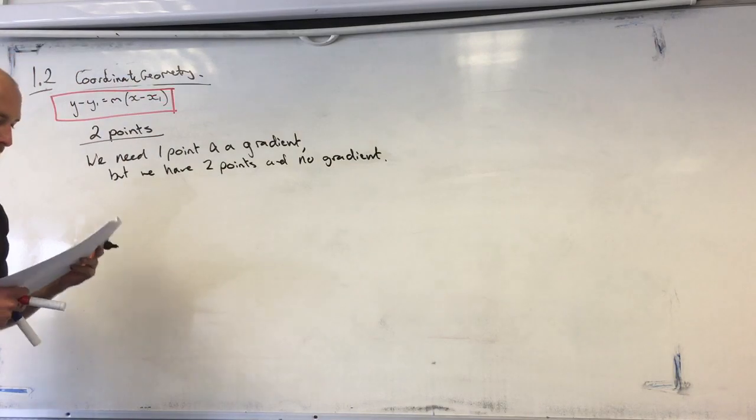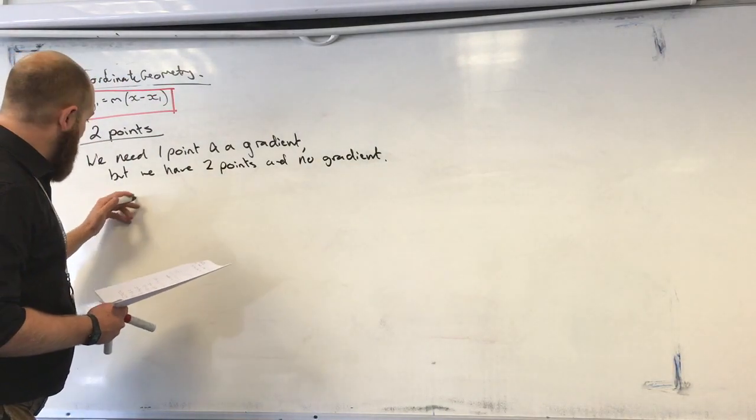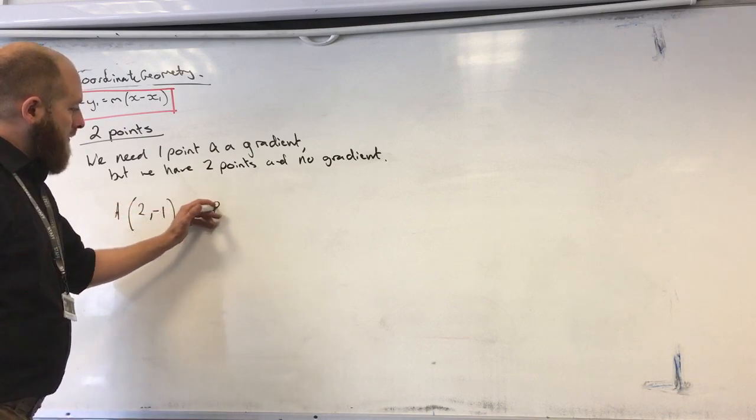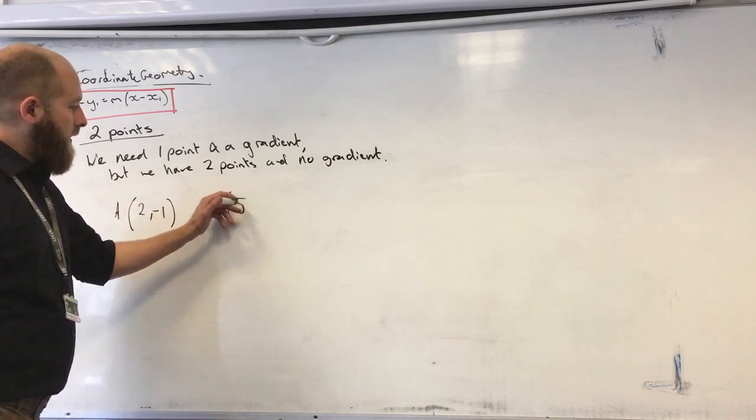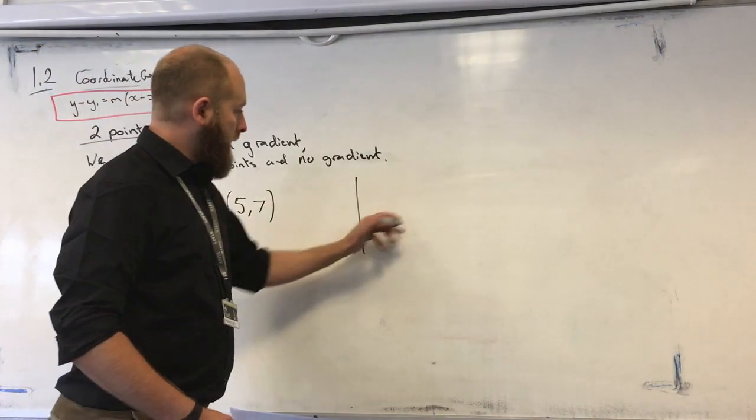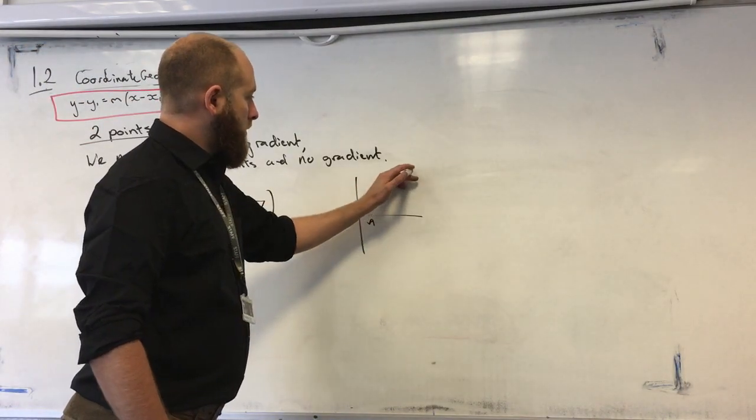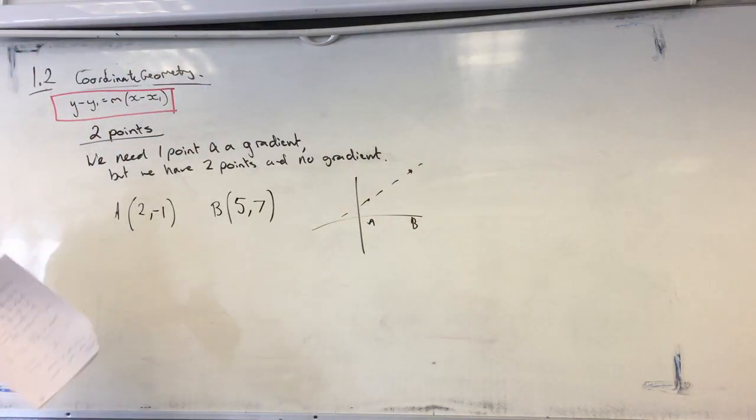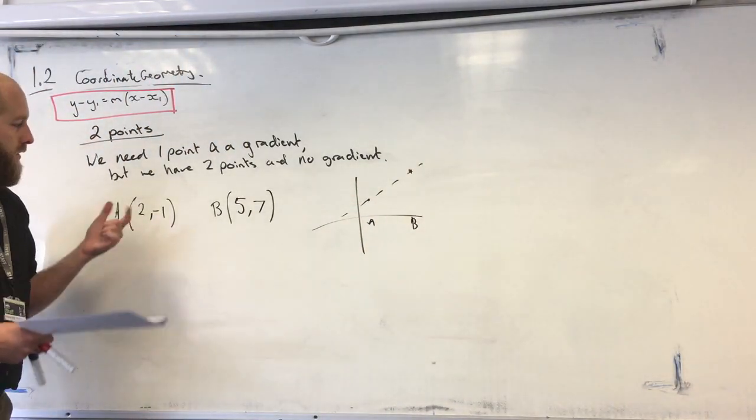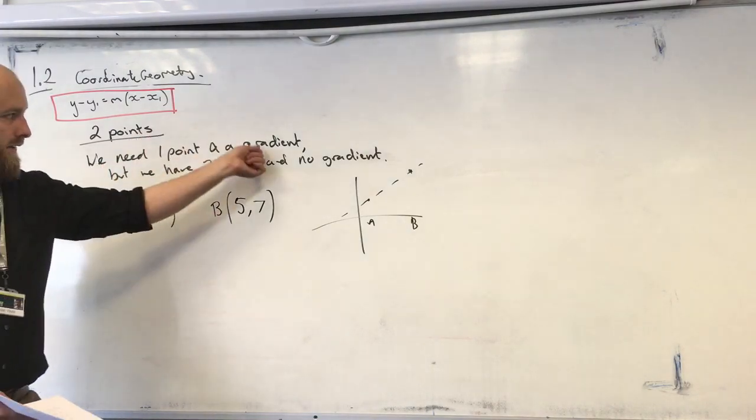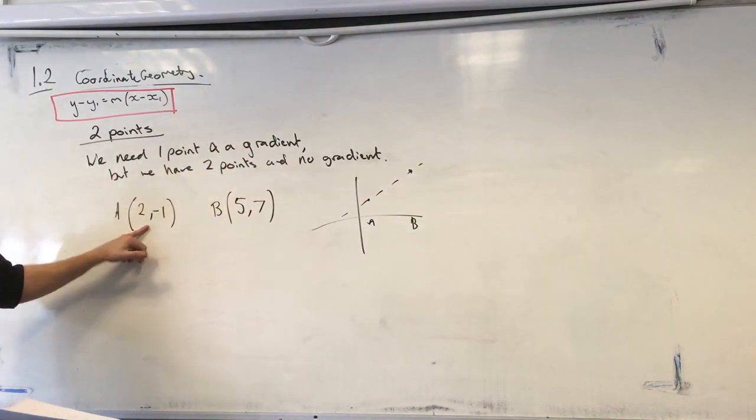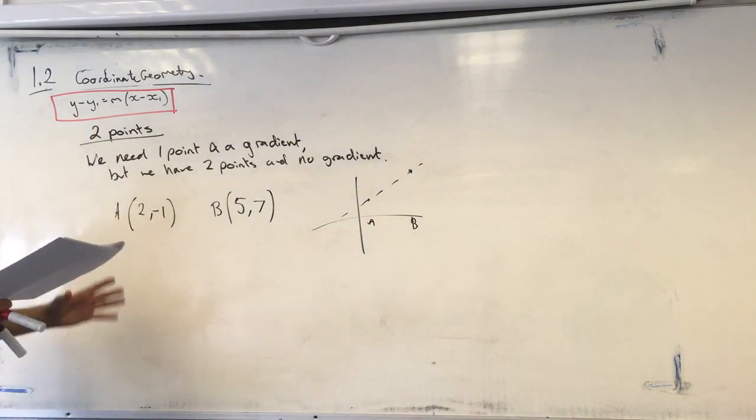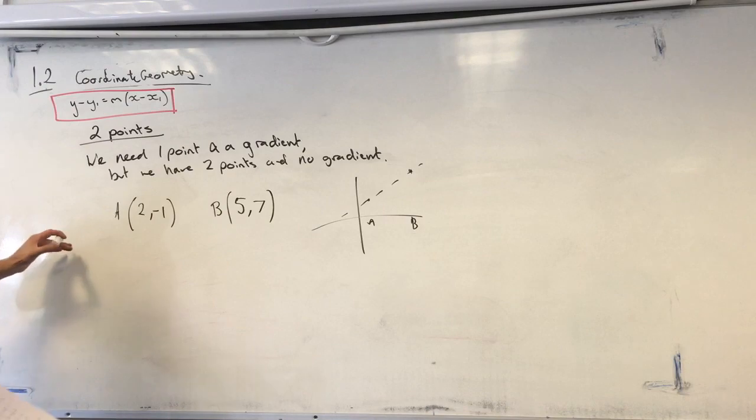Okay, so if we've got two points, let's say we've got A, which is (2, minus 1), and we've got B, which is (5, 7). So quick sketch, not to scale, A and B are there. We've got two points, we don't have a gradient. So what we can do first is use the two points to find a gradient, and then we're going to use one point and the gradient to find our line. So a few steps to this question. First part, find out the gradient.